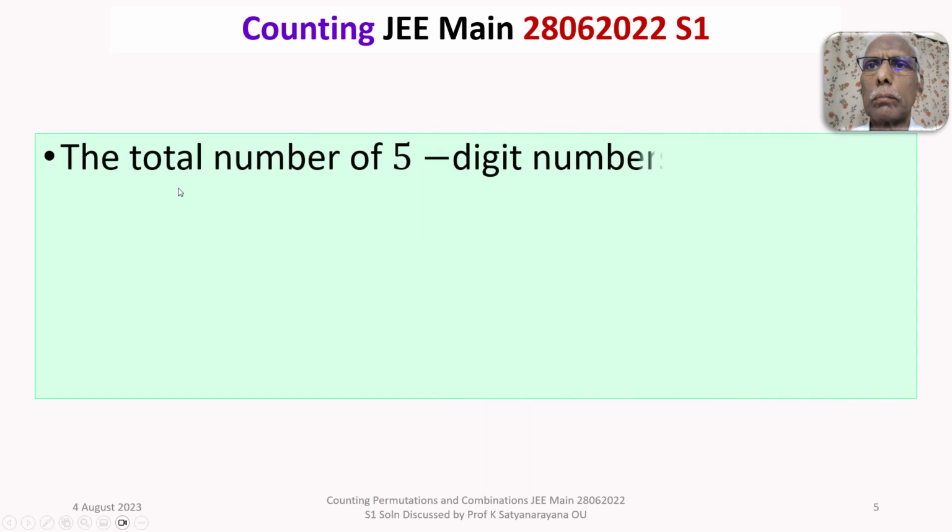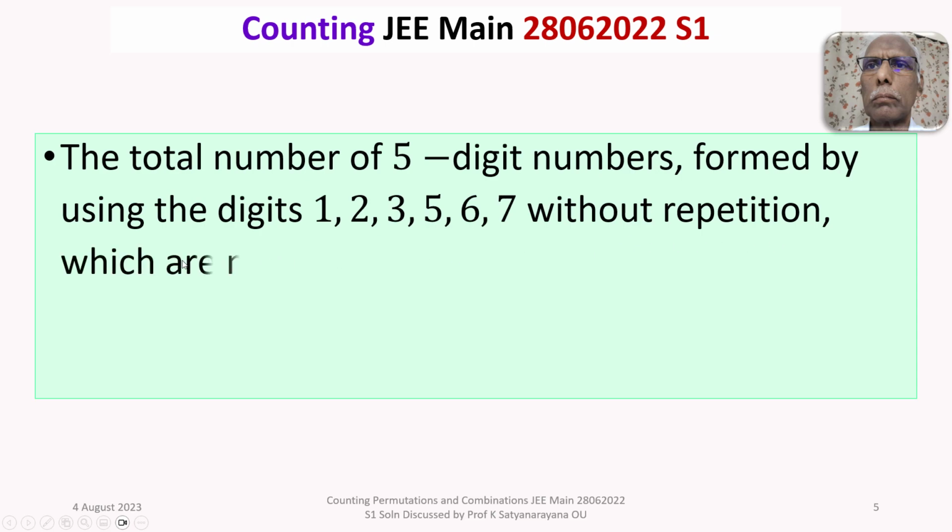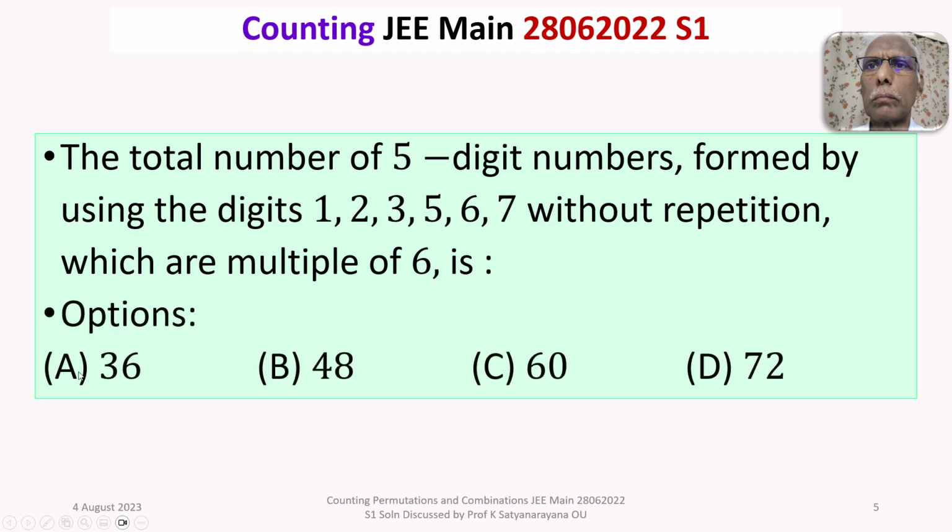The given question is: the total number of 5-digit numbers formed by using the digits 1, 2, 3, 5, 6, 7 without repetition, which are multiple of 6 is. We are given 4 options. Option A 36, option B 48, option C 60, option D 72.